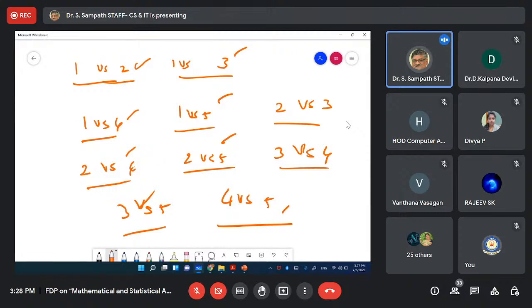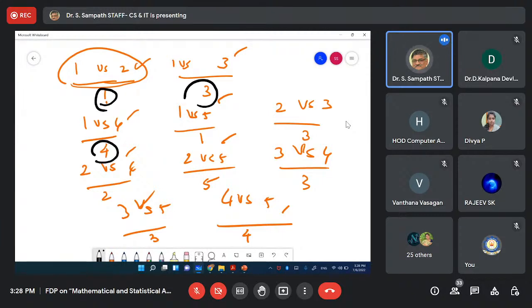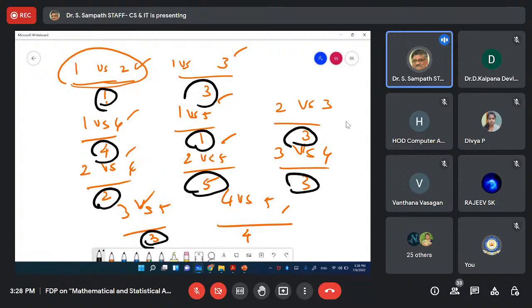See, for example, suppose here it becomes 1, and here it becomes 3, and here it becomes 1, and here it becomes 3, and here it becomes 4, and here it becomes 2, here it becomes 5, and here it becomes 3, and here it becomes 3, and here it becomes 4. Okay, so when I use that function, it goes to the first class, then third class, fourth class, first class, third class, second class, fifth class, third class, fourth class.